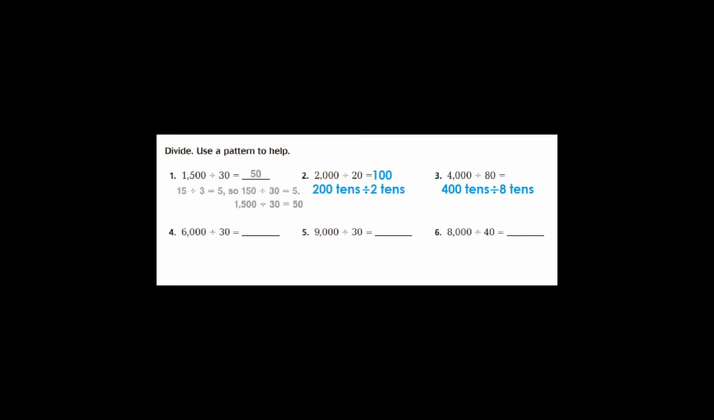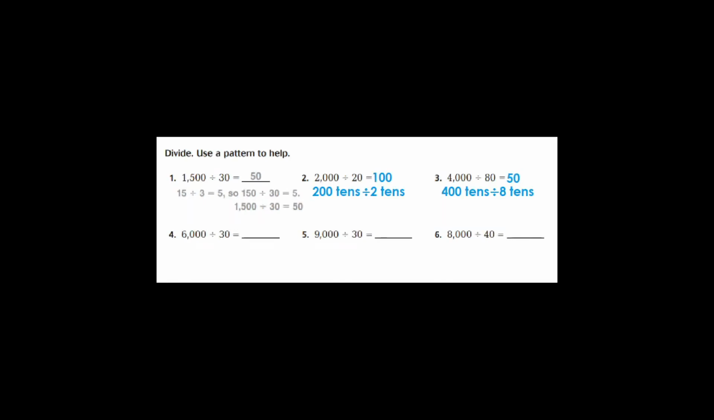Now let's look at number 3. 4,000 divided by 80. Well, 4,000 is 400 tens, take 1 0 off, divided by 8 tens, we'll take that 0 off. So the two tens cancel each other out. 400 divided by 8 would be 50, because 40 divided by 8 is 5. You can check these answers using multiplication.